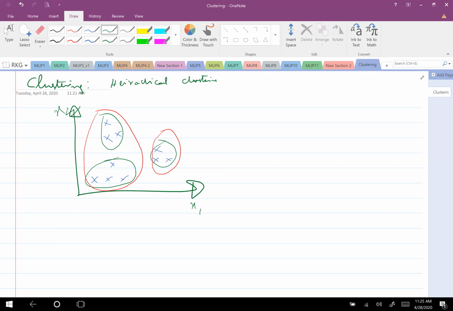So that means I may start from, say for example, individual samples, say some 6 samples: x1, x2, x3, x4, x5 and x6. In hierarchical clustering, the idea is I don't want to fix a priori the number of clusters. I should have provision to group into 2 clusters, 3 clusters and so on.